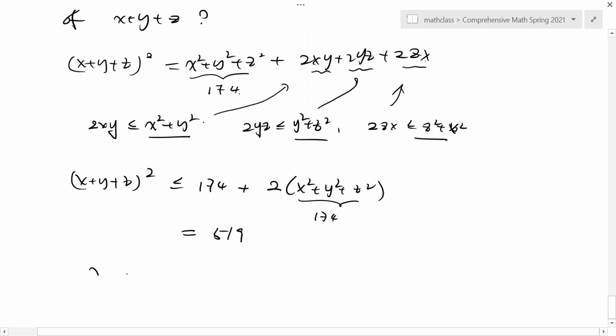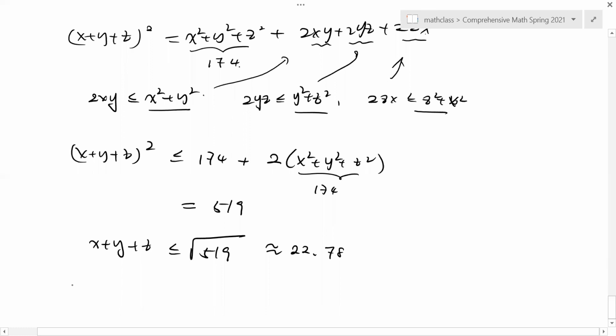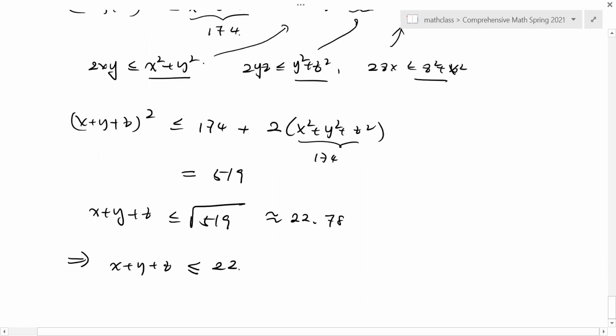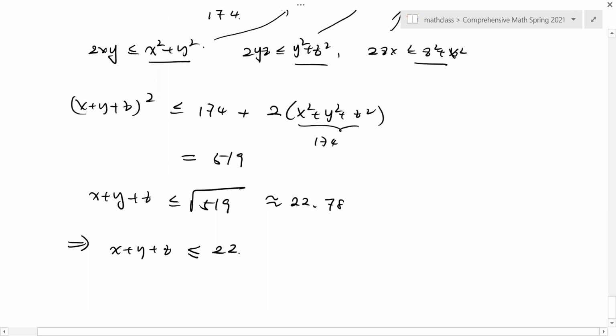So at least we get an upper bound, right? Square root of 519. Now you are allowed to use a calculator. It's 22.78. So my conclusion is x plus y plus z is less than or equal to 22. Now is 22 the largest possible value? Because when you get a value, you get a solution. You are wondering whether this is the largest possible value.